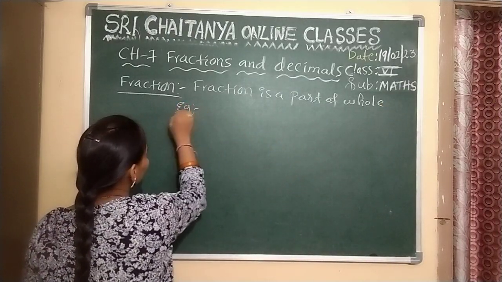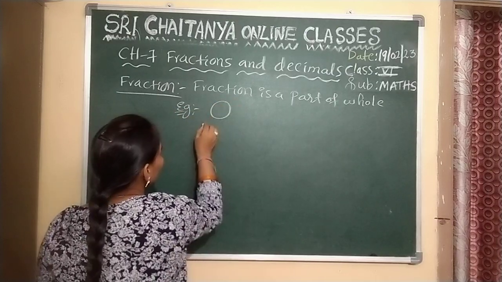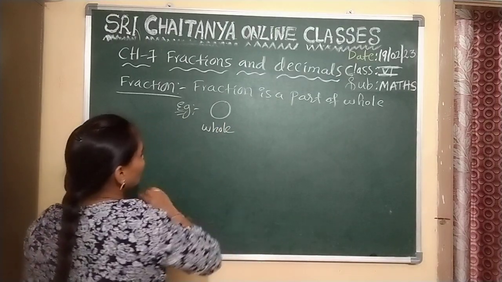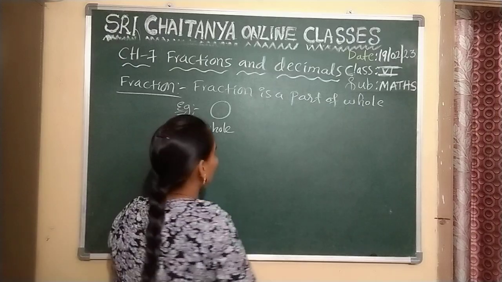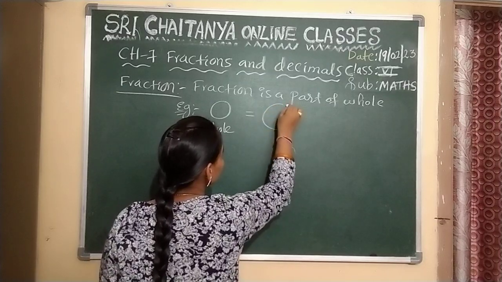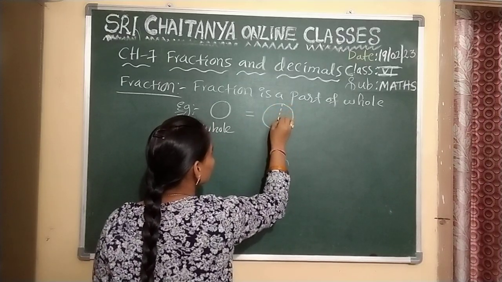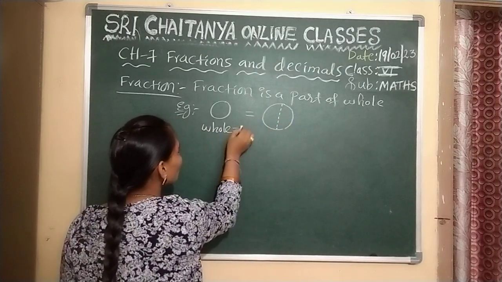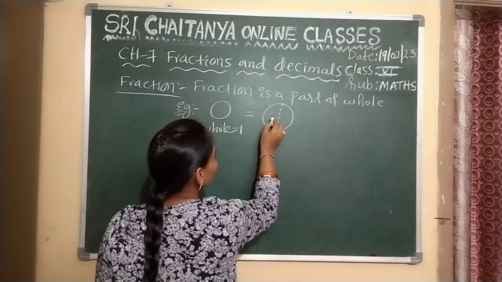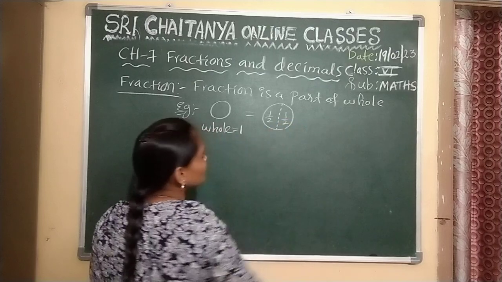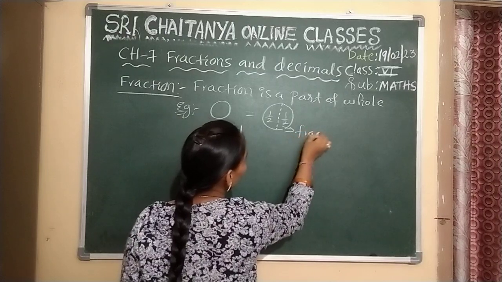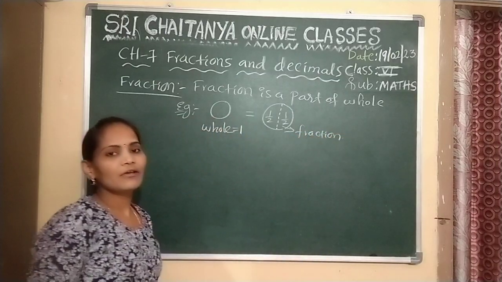For example, through the figure, I will show you. This is one whole. Whole means mottamu. This whole I am dividing into two parts. Now if you divide that whole into two pieces, then each part becomes 1 by 2. Each part we can call a fraction.